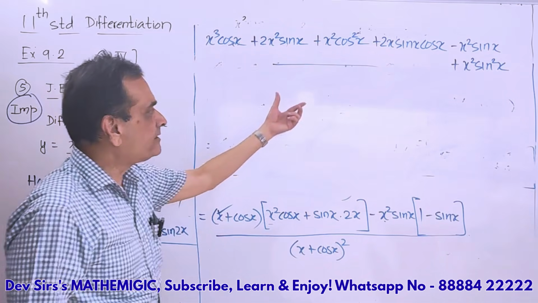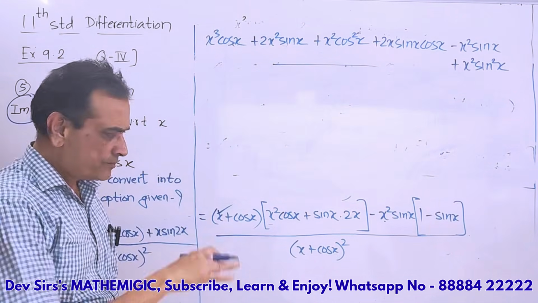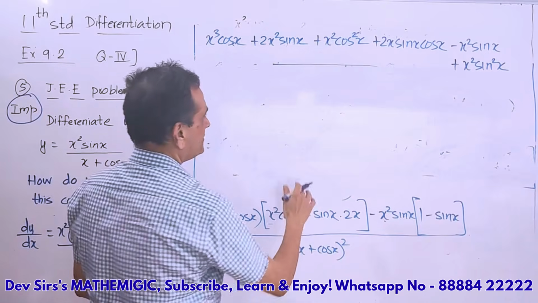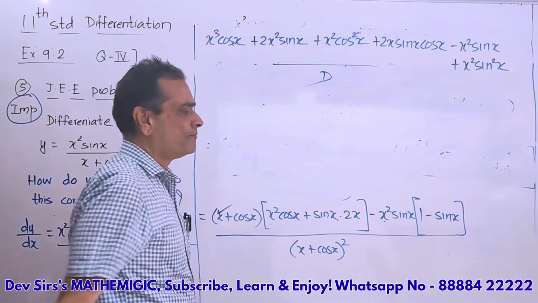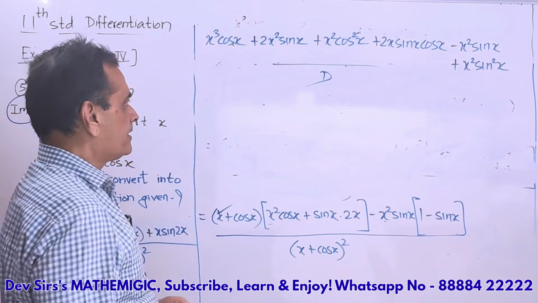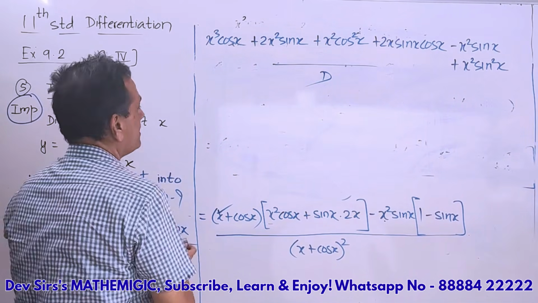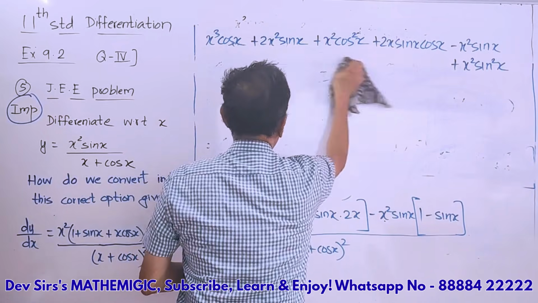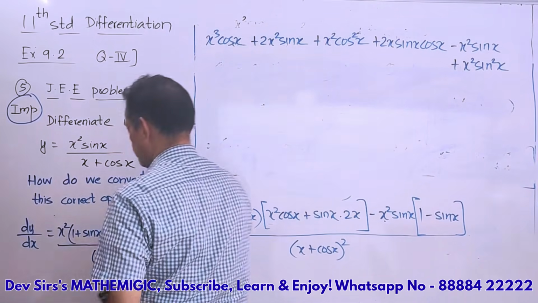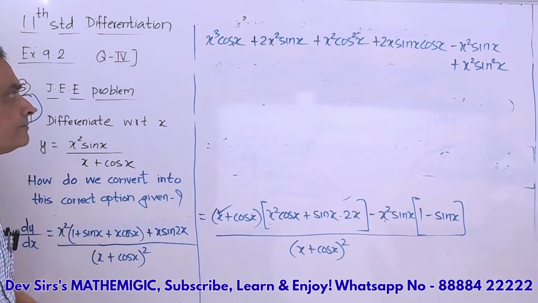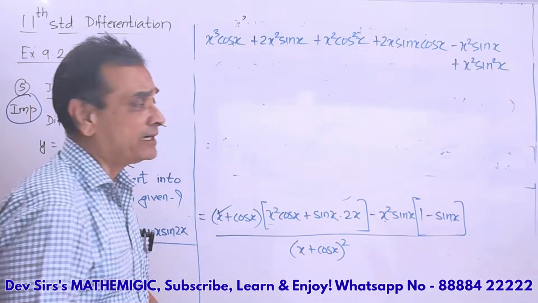Upon the denominator, whatever the denominator is there. I am not writing the denominator right now. Next step में लिखूंगा. This denominator is there. Now I am adjusting the terms of the numerator. Clear?